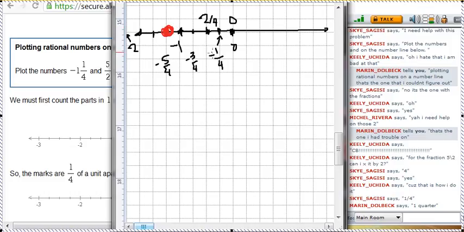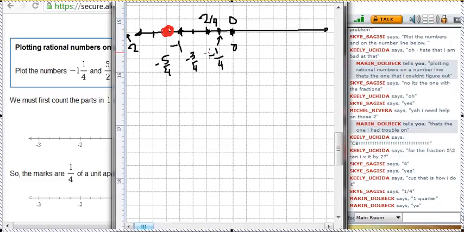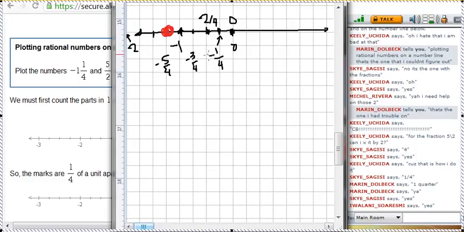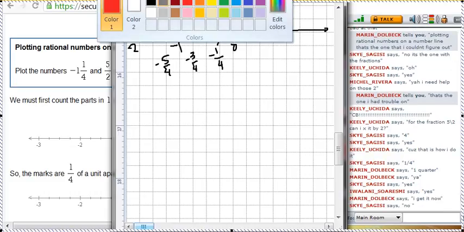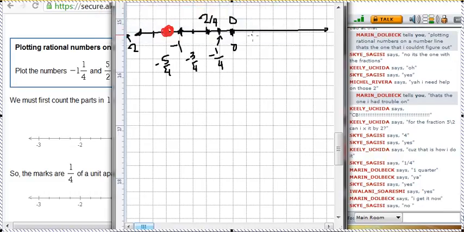You see what I mean? Does that make sense to you? Did that resolve your issue there? Okay, good. I'm glad that makes sense. Let's try the next part. Now, I need to graph 5/2. Okay, so let's continue my graph.